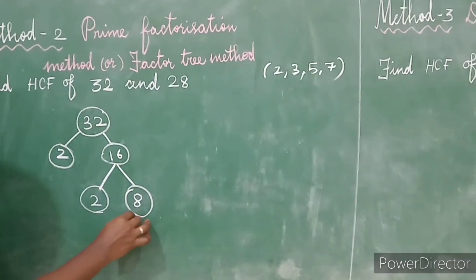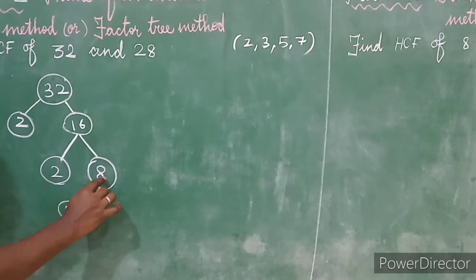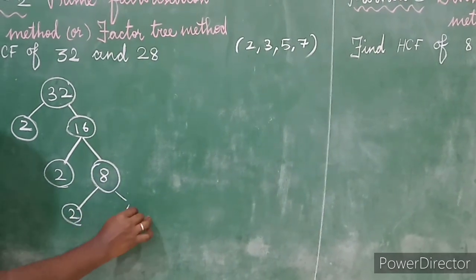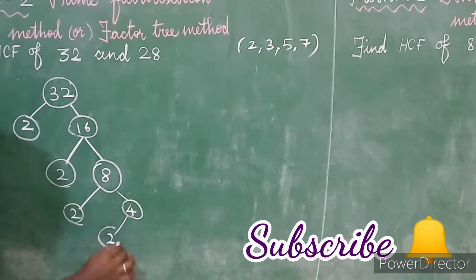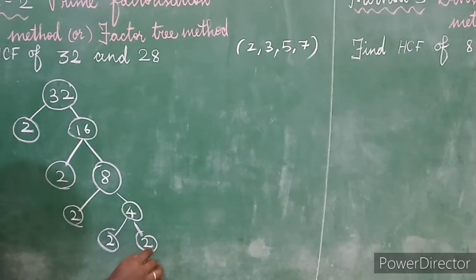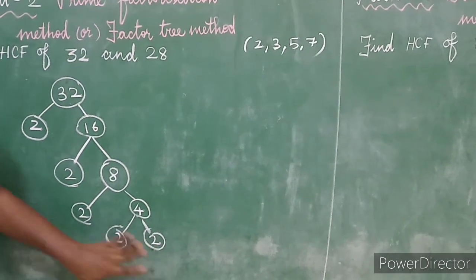Go to 8. Again 8 I can divide by 2. 2 is a prime number. So in 8 how many 2's are there? 4 2's are 8. So 4. Again 2 2's are 4. So 2 you cannot divide further, because it itself is a prime number. Keep it as it is.